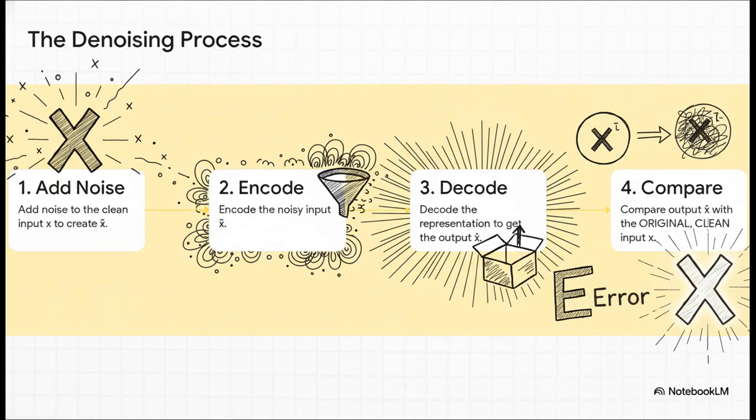So the training process gets a little twist. Step 1, we take a perfectly good input and we mess it up. We add some noise, we corrupt it. Steps 2 and 3 are the same as before. We encode and then decode that new noisy version. But step 4, and this is the absolute key to the whole thing, when we compare the output, we don't compare it to the noisy thing we put in. We compare it to the original pristine input. That's the secret. That's what teaches it how to become a denoiser.